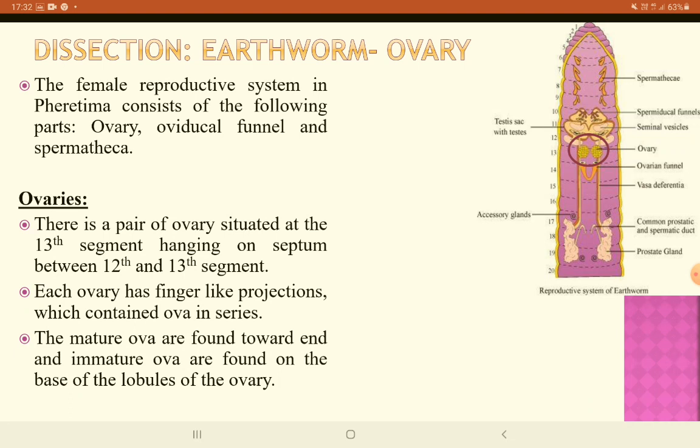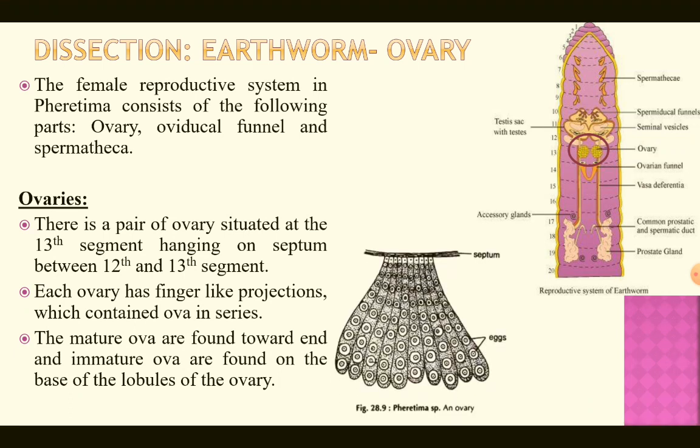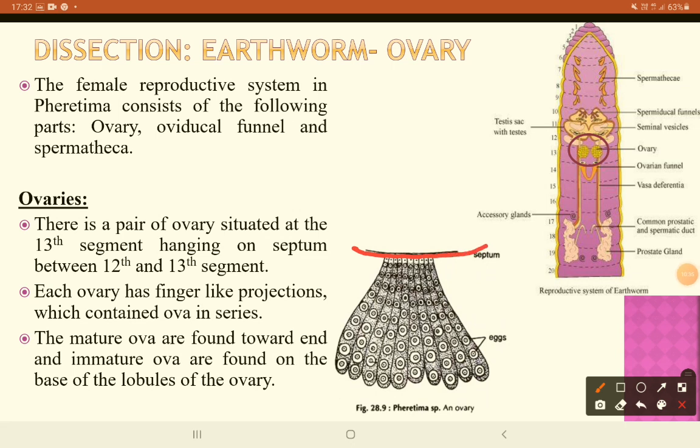Now if you talk about ovaries, a pair of ovaries is situated at the 13th segment, hanging on the septum between the 12th and the 13th segment. If this is the intersegmental septum, here it is the 12th segment and here it is the 13th. The ovary hangs from this 12th segment intersegmental groove, and the ovaries are found in the 13th segment. Each ovary has finger-like projections. Can you see here? They have all these finger-like projections which contain ova in series.